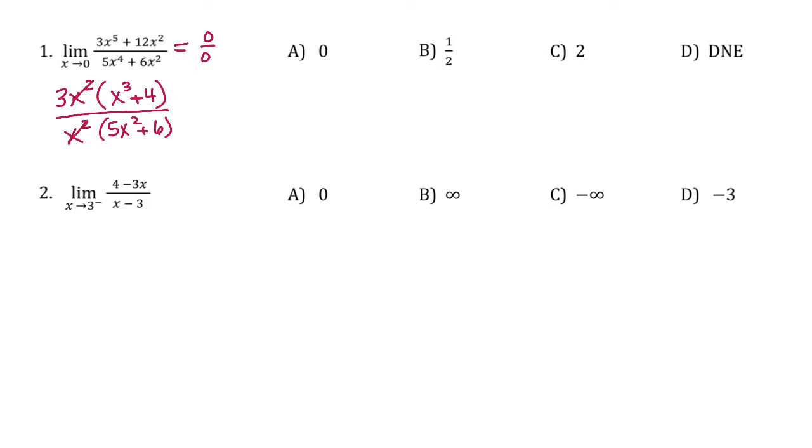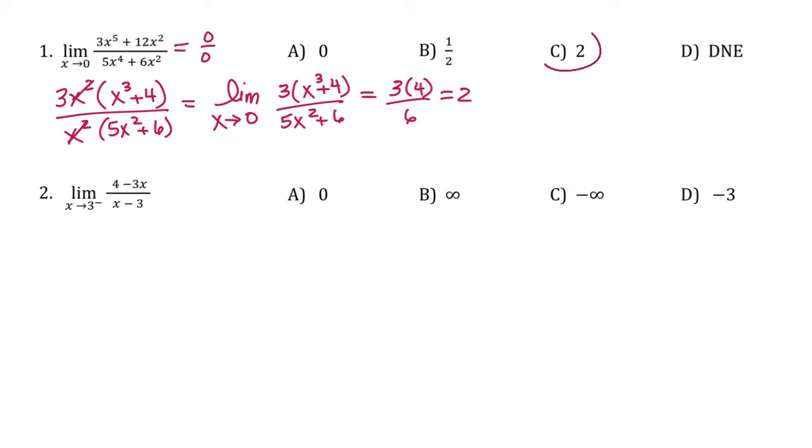Our x squareds are going to cancel, and so now we're ready to come back and look at our limit as x approaches 0 of 3 times x cubed plus 4 over 5x squared plus 6. And when we reevaluate our limit now, we're going to have 3 times 4 over 6, which is going to be 2. And that is going to give us answer choice C.